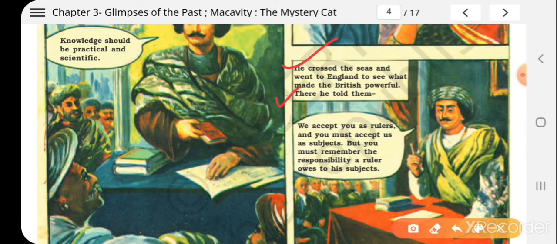So there he told them, we accept you as rulers and you must accept us as subjects. होते हैं ना, rulers होते हैं और subjects होते हैं. जैसे कि king होता है, subjects होते हैं, मतलब कि राजा होता है, प्रजा होती है. But you must remember the responsibility a ruler owes to his subjects. ठीक है, we are accepting you as rulers और हम आपके subjects हैं. But you should know that a ruler also has a responsibility towards his subjects. So you should not forget that.